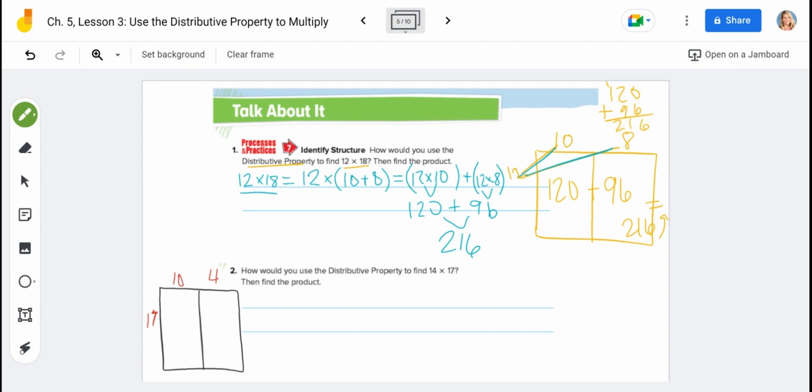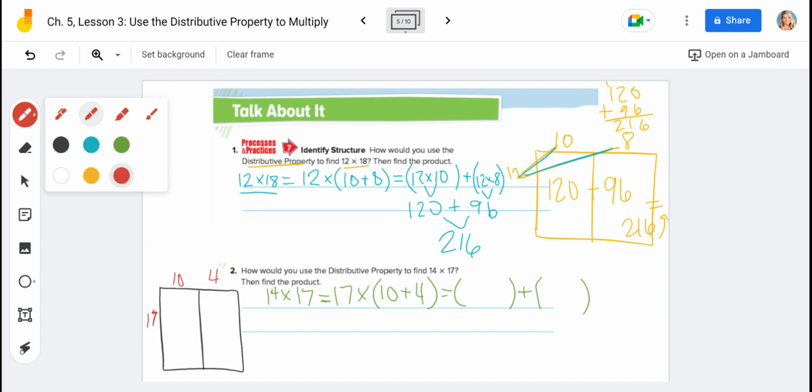All right. I am multiplying 14 times 17. I'm going to keep my 17 the same, but I'm going to decompose my 14. All right. Now my equal sign, and I'm ready for what I know how to do, hopefully.